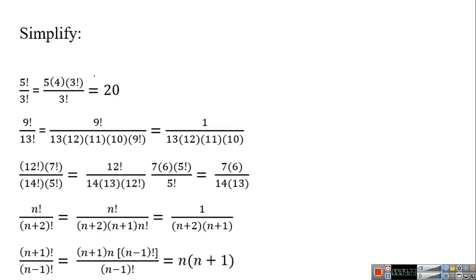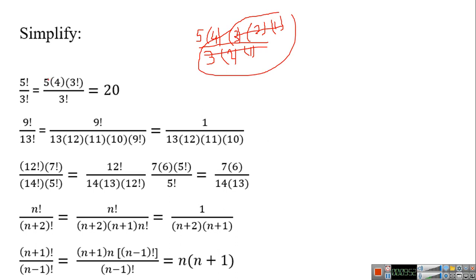What's 5 factorial over 3 factorial? 5 factorial is 5 times 4 times 3 times 2 times 1. I want it over 3 factorial. 3 factorial is 3 times 2 times 1. So 3, 2, 1 and 3, 2, 1 cancel out. What remains? 5 times 4. Instead of writing all of these numbers, I say it's 5 times 4, because I have 3 factorial up till 3 factorial, I cancel these, so it's 20.